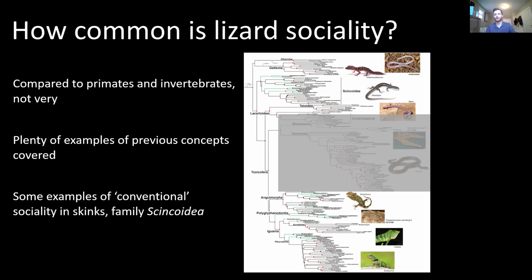But back to our question, how common is lizard sociality really? The short answer is not very, at least in comparison to some of the other taxa we've covered in this course, like social invertebrates or taxa we're innately familiar with, like primates. However, we have covered quite a wide variety of interaction contexts besides highly sophisticated social structures. And lizards actually have evolved some really cool examples of many of these, in addition to some more traditional social structures and traits exhibited by skinks in Australia, which belong to the family Scincoidea in the blue rectangle there at the top.